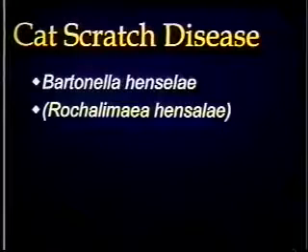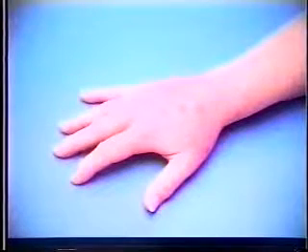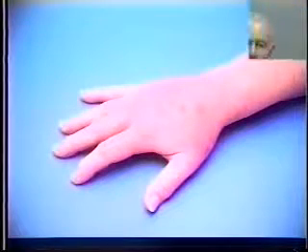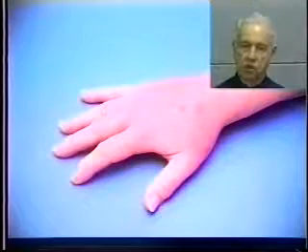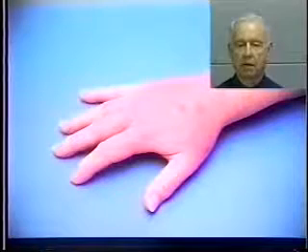Cat scratch disease is, as its name suggests, associated with injuries caused in humans by cats, a bite or a scratch, and caused by an organism referred to as Bartonella henselae. It primarily is an infection that is quite local, usually of the hand or the arm where the injury may have taken place, and an extension of this into the regional lymph nodes in the axillary area.